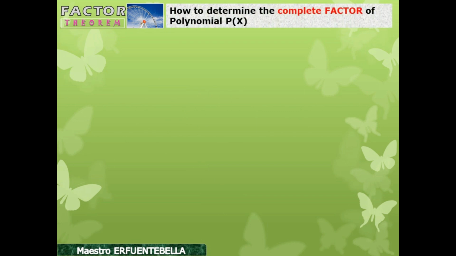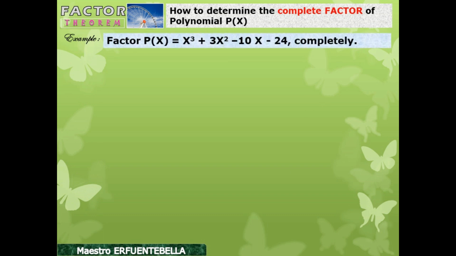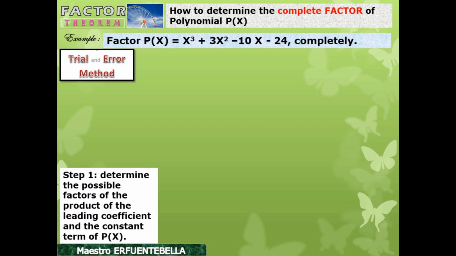How about if we are going to find the complete factor of the polynomial p of x? So how do we determine the complete factors of the given polynomial? Example: factor p of x equals x cubed plus 3x squared minus 10x minus 24 completely. One method of finding the complete factors is by trial and error. So we have step 1. Determine the possible factors of the product of the leading coefficient and the constant term of p of x.